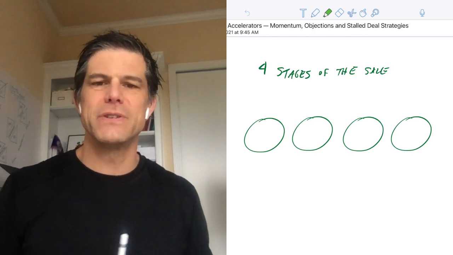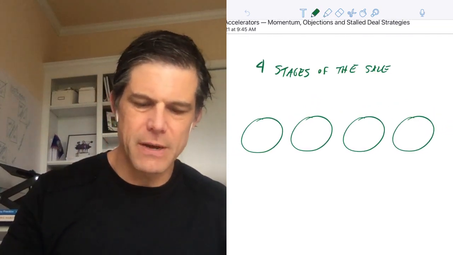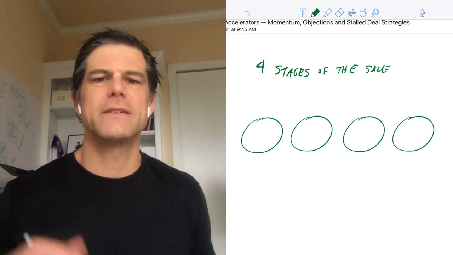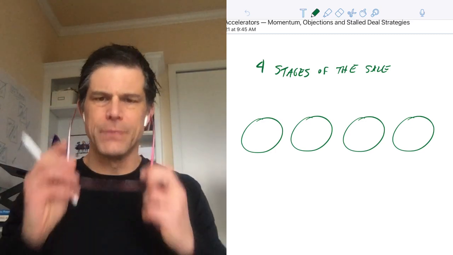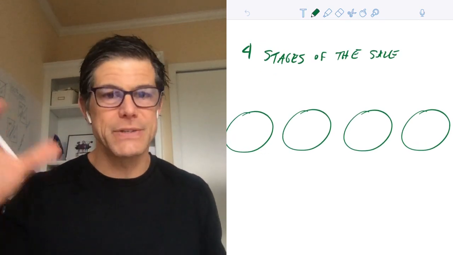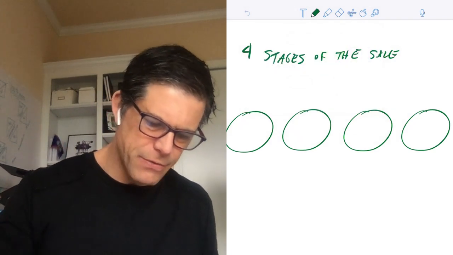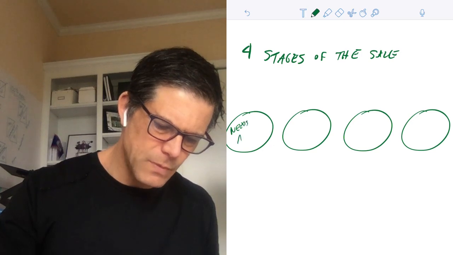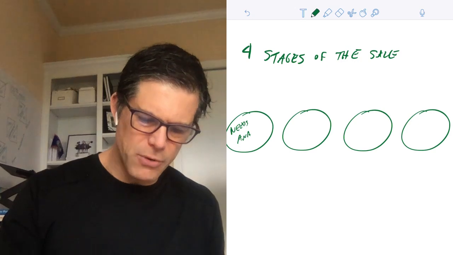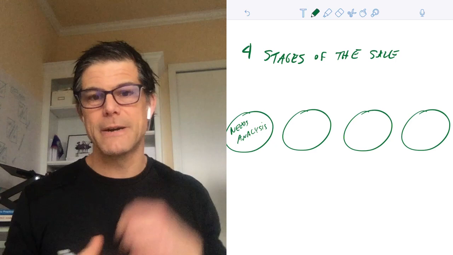What he found through these observations is that there are actually 4 main stages of the sale. Let me describe those, and then we'll go through the stall points and why momentum maintainers, why having a system for overcoming objections and stalled deal strategies, are so important. Think about this from the buyer's standpoint: these are the stages that buyers go through. The first stage that buyers go through is needs analysis. Anytime a problem crops up in their business, they assess their needs. They say, okay, what is the problem here? How big is the problem?